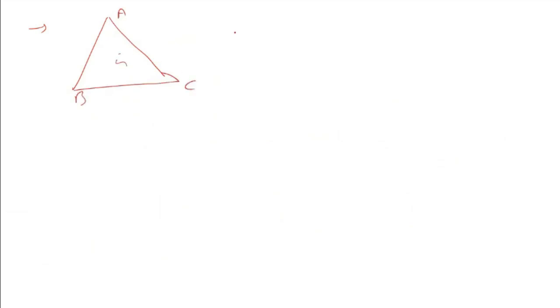The centroid is G. The centroid of a triangle is basically (x1 plus x2 plus x3) whole over 3, (y1 plus y2 plus y3) whole over 3. Centroid is nothing but the intersection point of the medians. So these are the coordinates of that: (x1 plus x2 plus x3) by 3, (y1 plus y2 plus y3) by 3.